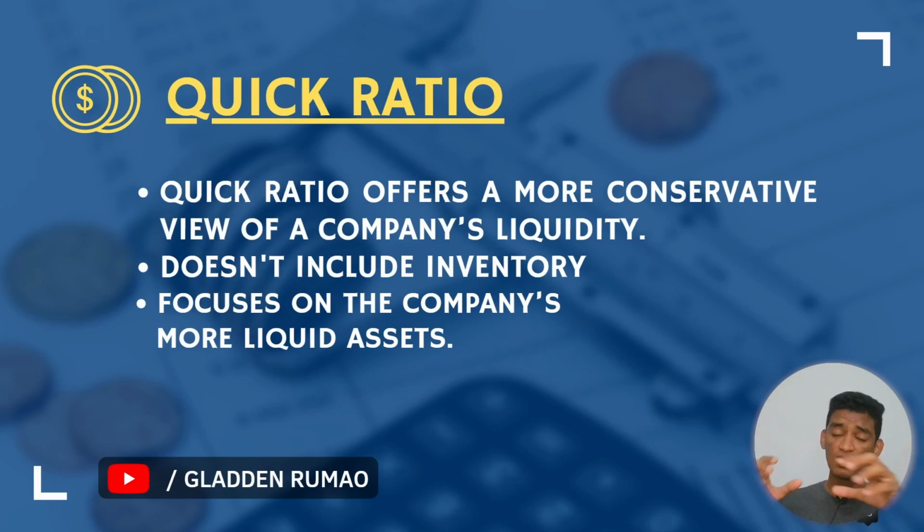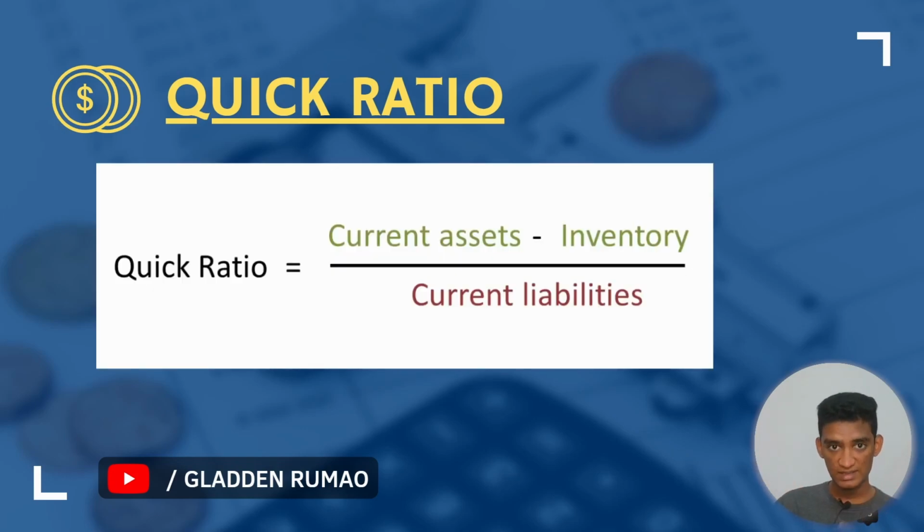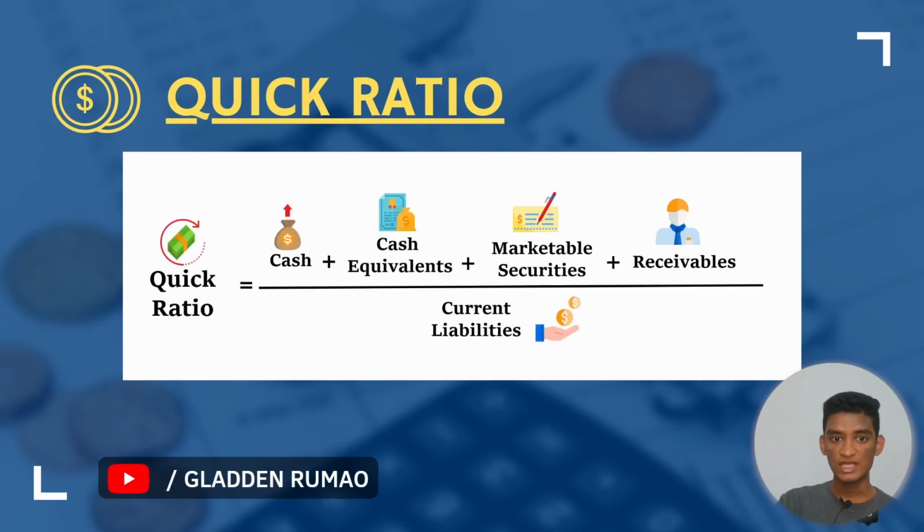What I mean by that is, here we don't consider the inventory. In quick ratio, we do not include inventory or any assets that cannot be converted to cash so easily. So quick ratio focuses on the company's more liquid assets. More liquid assets mean assets which can be converted to cash easily so that you can use that amount to pay off the loans. The formula for quick ratio is current assets minus inventory upon current liabilities. Or you can also write it as cash plus cash equivalents plus marketable securities plus receivables upon current liabilities.